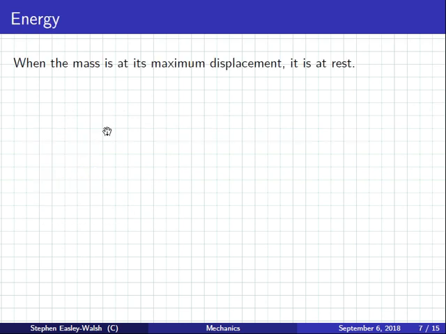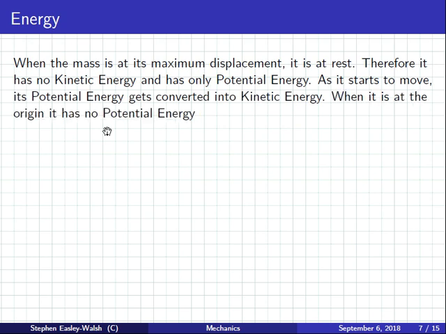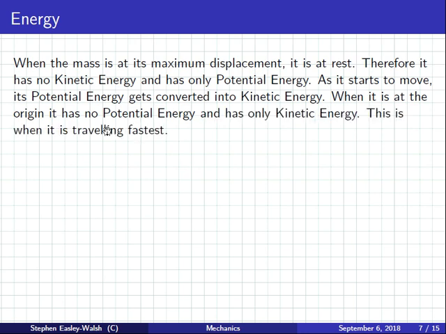Great. Now, let's have a look at the energy. When the mass is at its maximum displacement, it's at rest. Therefore, it has no kinetic energy. It has only potential energy. And as it starts to move, its potential energy gets converted into kinetic energy. When it's at the origin, it has no potential energy and only kinetic energy. This is when it's traveling the fastest.